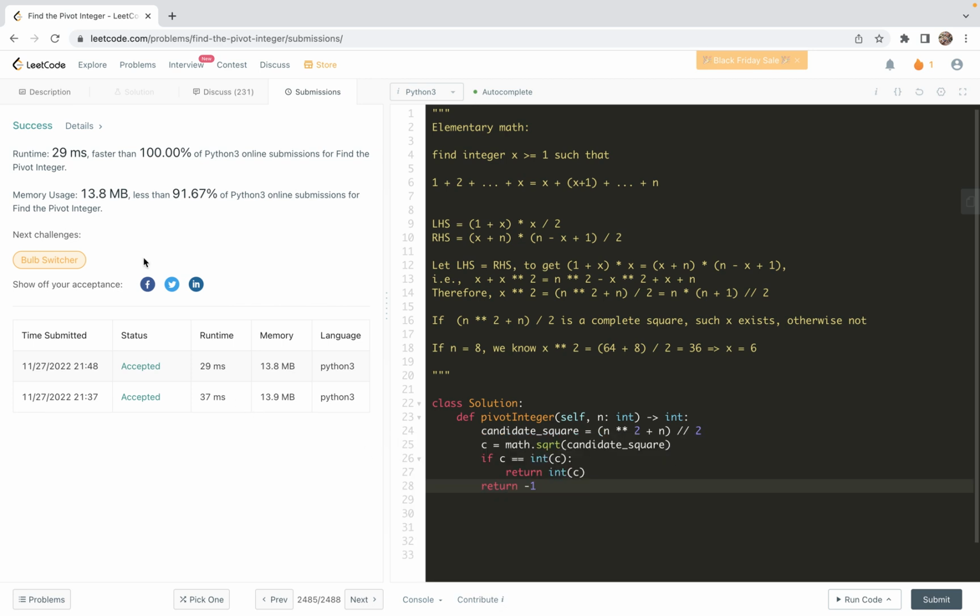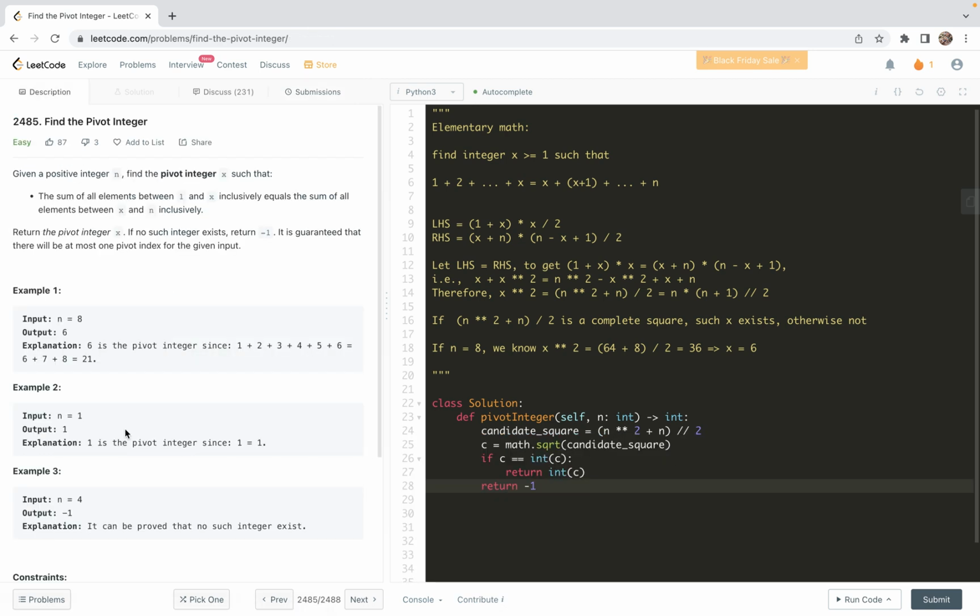So here actually for the time complexity, the n is not very essential, right? We just need to compute this square root and then compare if it contains only integer parts. So that's actually not a very good coding problem, but it's some elementary mathematics, and it's good to practice.